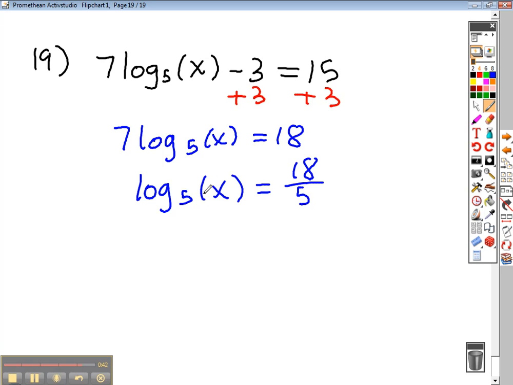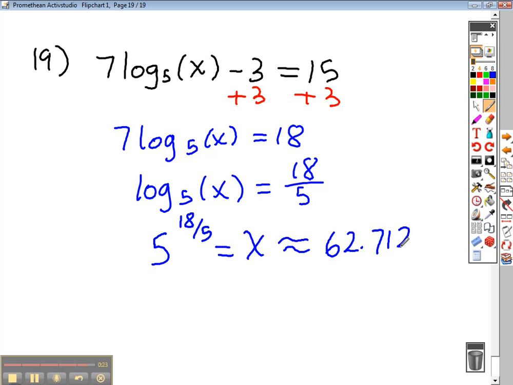And again, the problem is the x is inside the log, so you rewrite it. There's the base, there's the exponent, and there is your answer. So if you rewrite it, the base is 5, so that 18 over 7 is equal to x. In which case, you would just have to plug that in your calculator. And what the answer key says, 62.712.